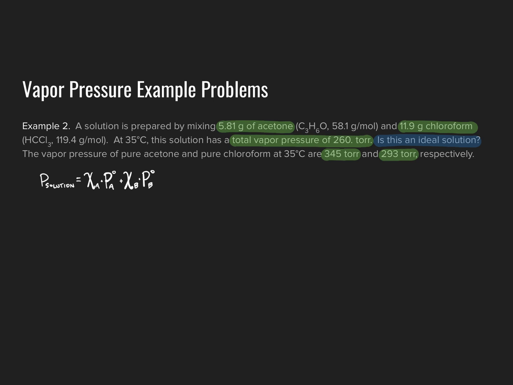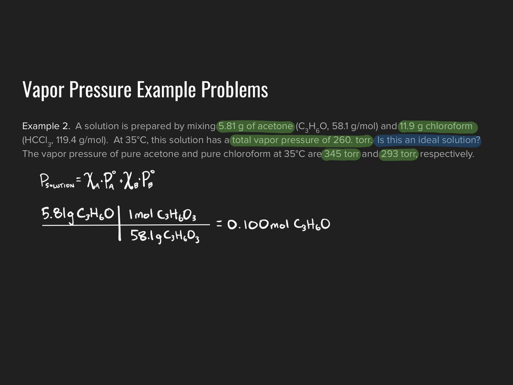And happily for us, they've given us some very easy math to work with here. We've been given here 5.81 grams of our acetone, that is the C3H6O. And a quick monorail here will allow me to calculate the number of moles of acetone represented here. There are 58.1 grams of acetone per 1 mole of acetone, yielding here a calculated value of 0.100 moles of the acetone in our system.